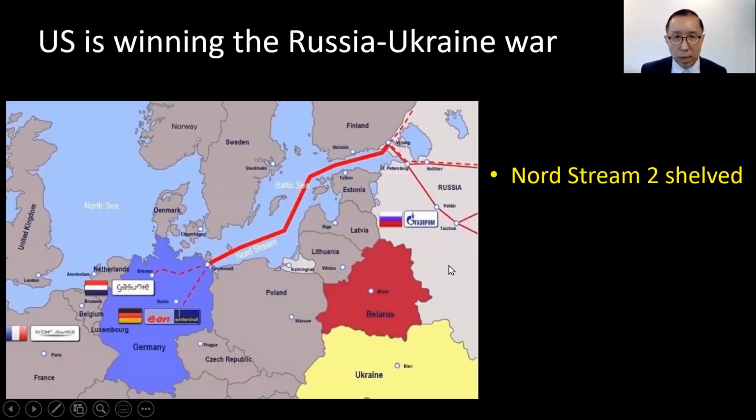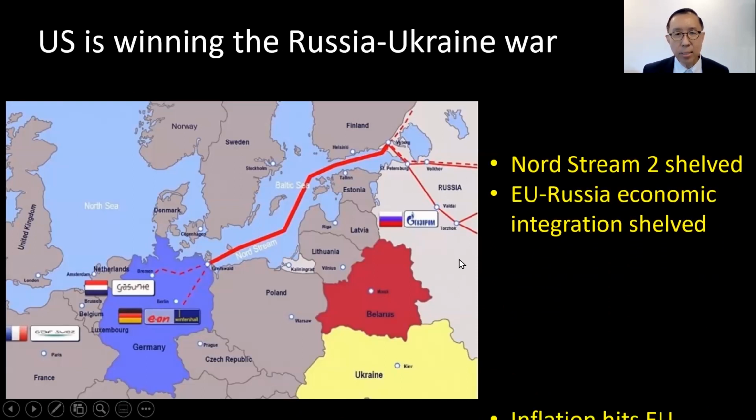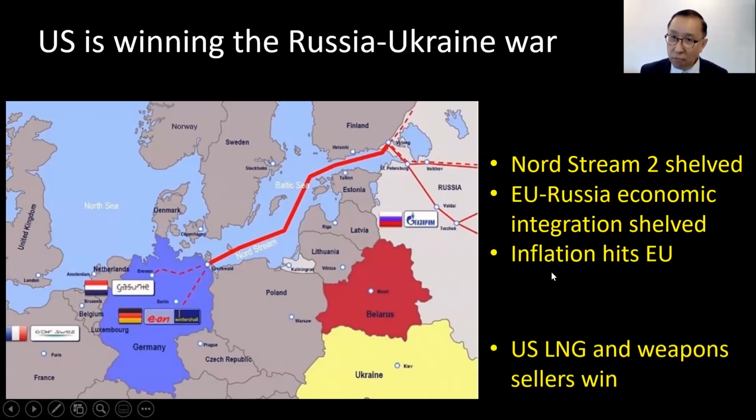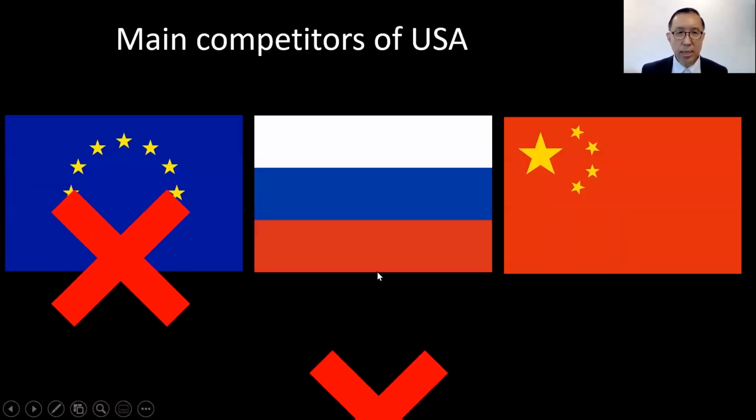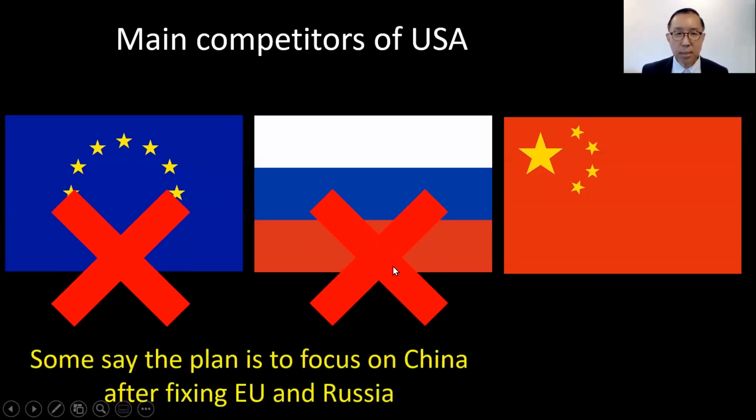But with this Russian-Ukrainian conflict, I think Nord Stream has been shelved. So the integration between the EU and Russia has been shelved. Inflation will hit the EU, and now LNG from the US and weapons from the US will be sold to the EU, and the American manufacturers will benefit. And of course, the US dollar wins again. So, EU is out, Russia is out, and some say that the plan has always been to fix the EU and Russia because the main target is China.